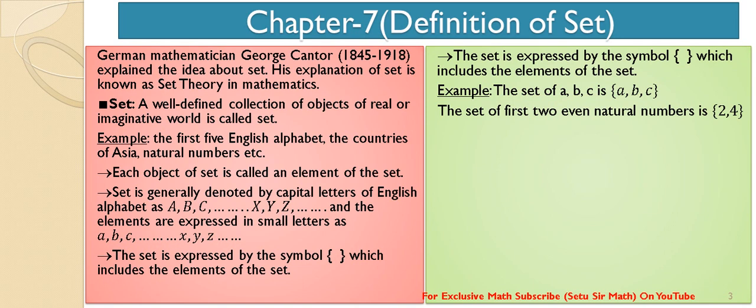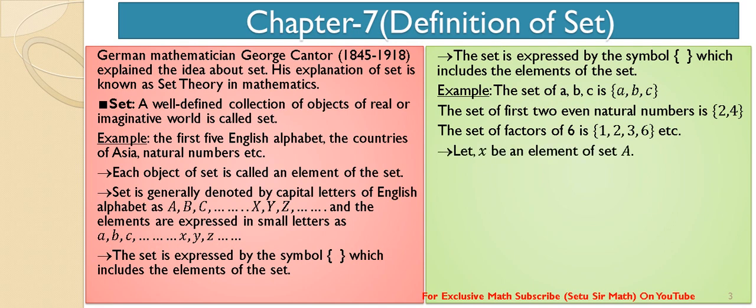The set of first 2 even natural numbers is {2, 4}. After that it would be 6. But in here we need only the first 2 even natural numbers. That means 2 and 4. The set of factors of 6. We know the set of the factors of 6 is 1, 2, 3 and 6. So if we write down these numbers in between second bracket, that will be the set of factors of 6.